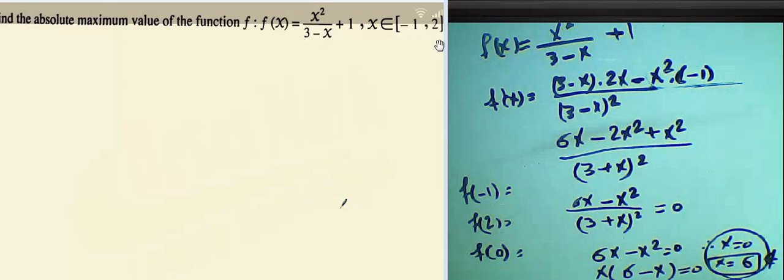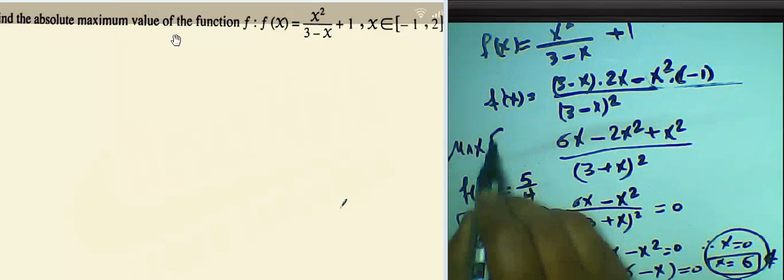Put negative 1 in the function here. It will be 1 over 4 equals 1 over 4, and put 2, it will be 4 over 1 equals 4, and put 0, it will be 0. So the maximum will be for f of x. You want to find the maximum value of the function, it will be 5. The maximum value will be 5.